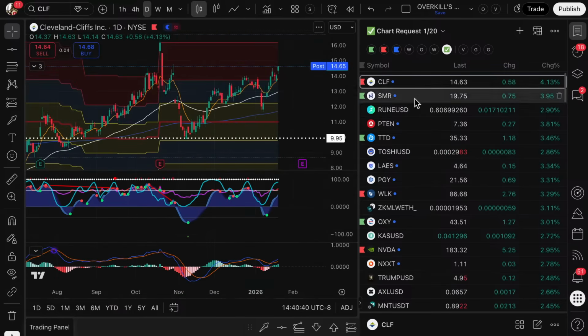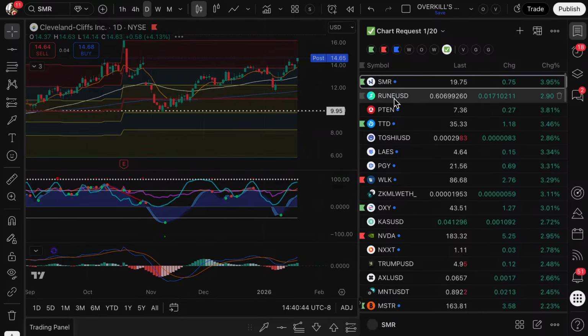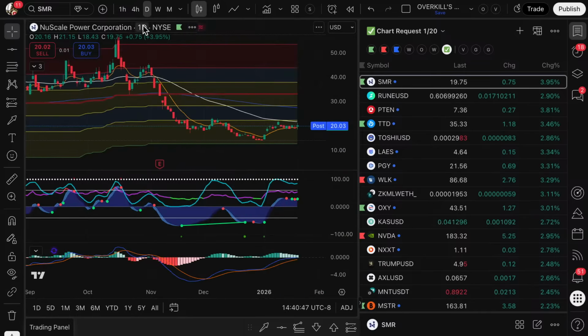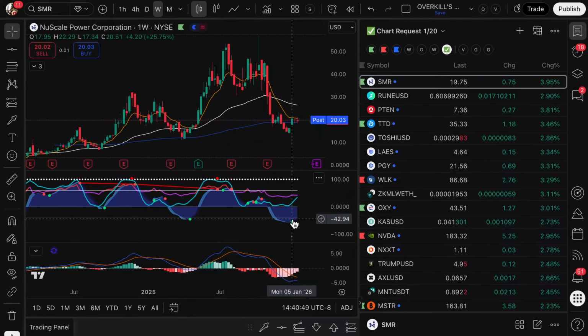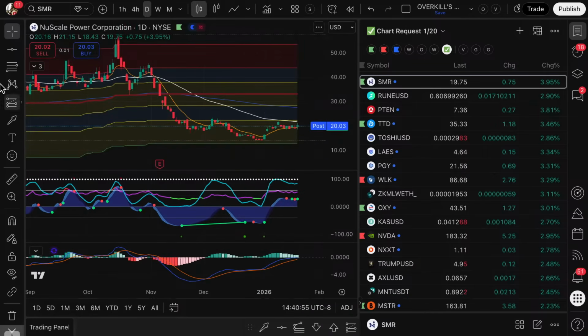I got time for a few more here. CLF up in the red zone. We're looking for a red dot to take profit. SMR still hanging out down here as well. That one also has the green weekly. This is a nuclear energy play we've been tracking here. I like it here as long as it holds on to that low right there at 14. So I'd be looking for the dots down here.